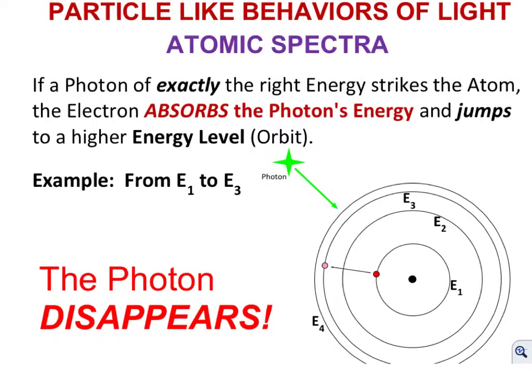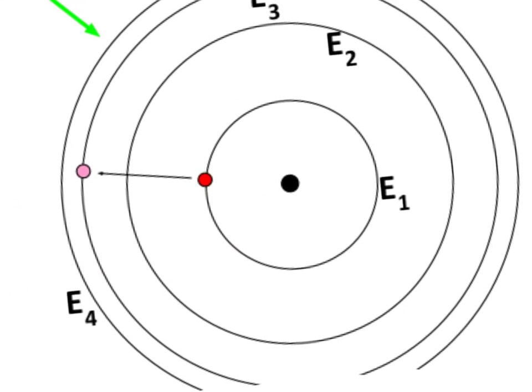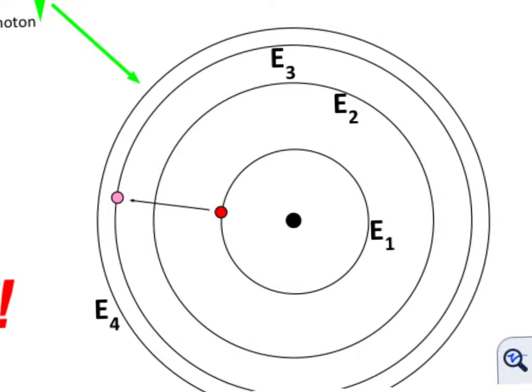Now if a photon of exactly the right energy strikes an atom, the electron will absorb the photon's energy and jump to a higher energy level. So for example, let's say I have an electron in the first energy level, and then I give it green light. It might jump to the third energy level. There is no in between. It can't go over here, over here. It goes in distinct energy levels.